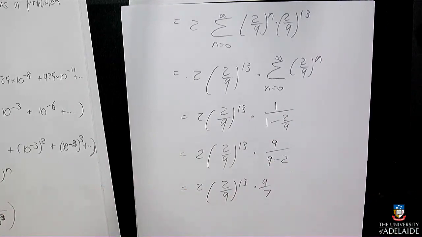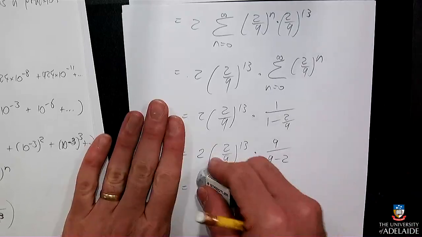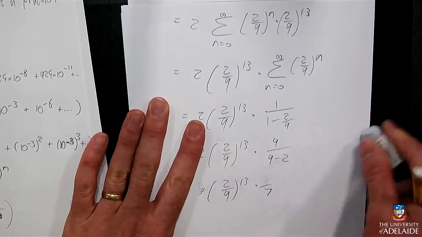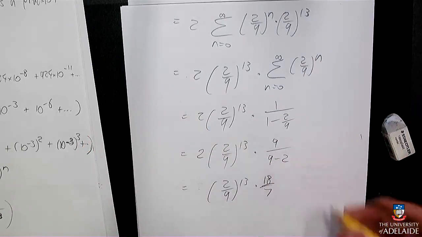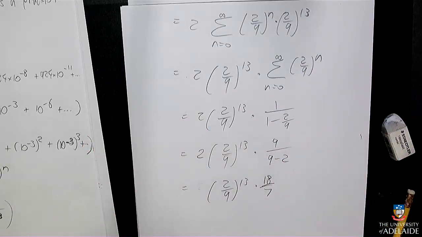And that's good enough. I'm going to stop there. Suppose I could go 18 sevenths if I was really feeling it. And that's the answer. Yay!